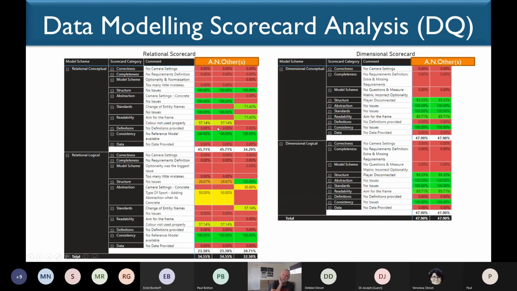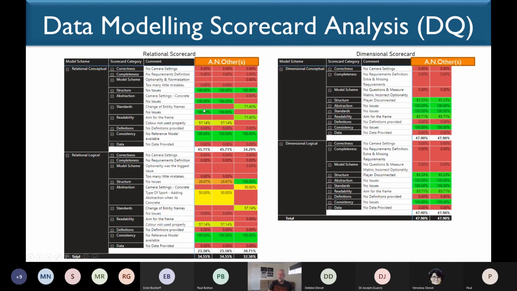And you can see here I built a Power BI scorecard where I can go through the entire deliverable, checking the quality of the deliverable. So I've got consistency, I've got readability, I've got my definitions, standards, and we can see here the results of a training course where I marked how well they did and how well they delivered.